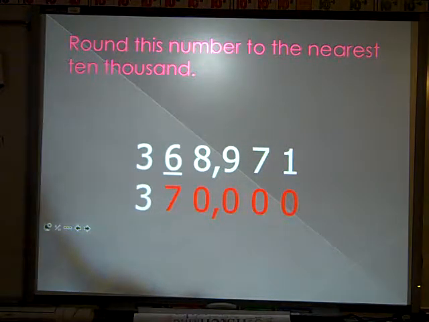368,971 rounds up to 370,000. Yes. Does that make sense? You bump it up to a 7. Does that make sense? Yes. Okay, so we're going to practice that strategy.